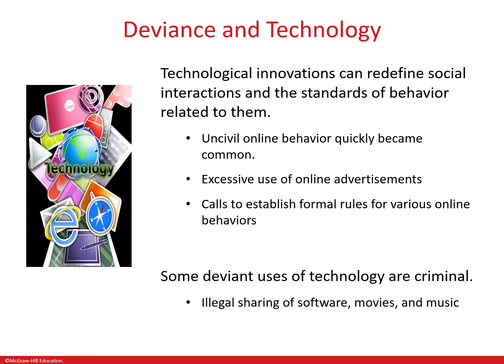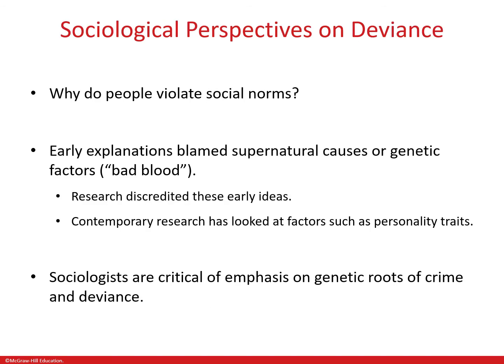Okay, so next we're going to talk about some of our theories and how they relate to explanations of some of this deviance. We're going to try to get to an understanding using our sociological perspectives on deviance. Why do people violate social norms? Or, on the flip side, why do people obey social norms?